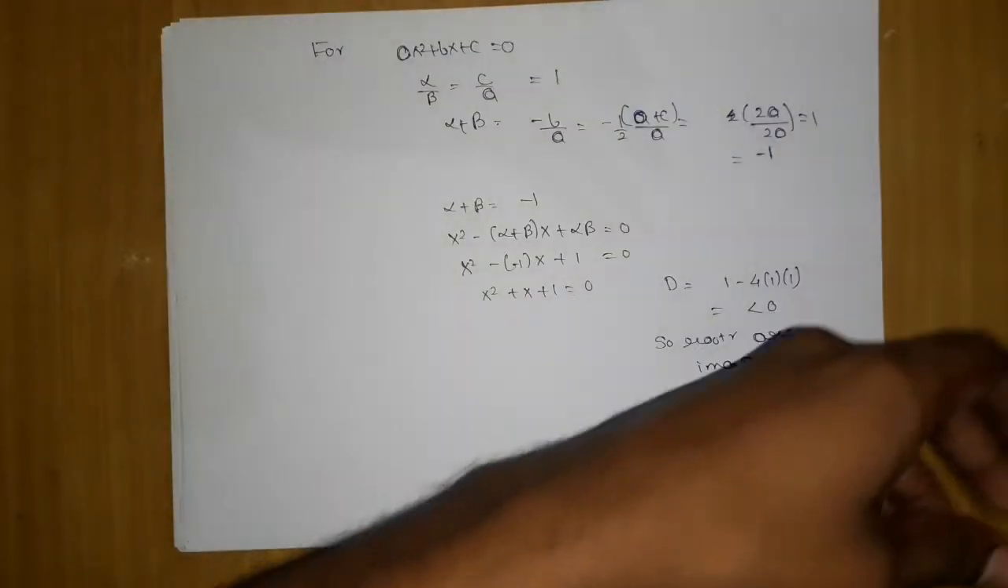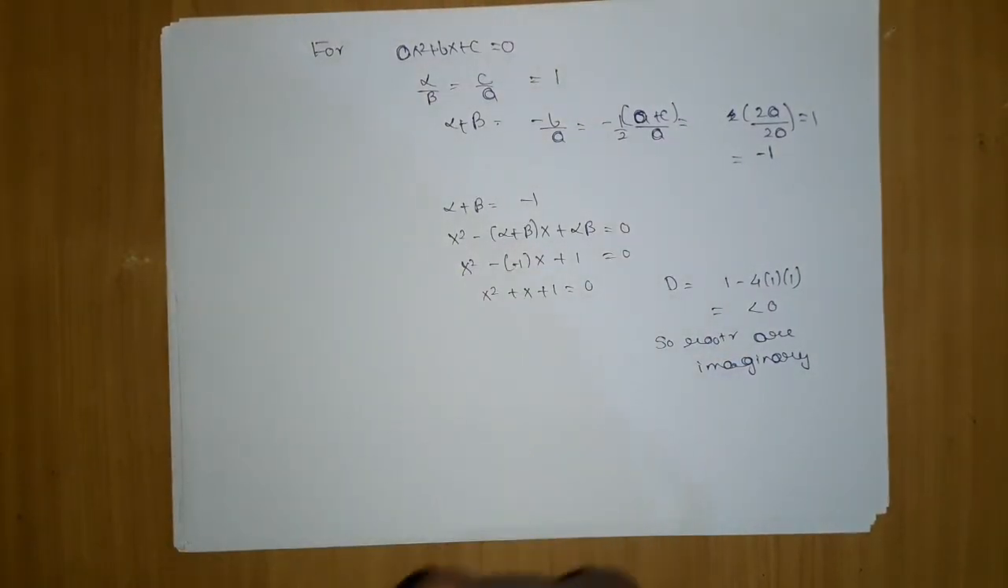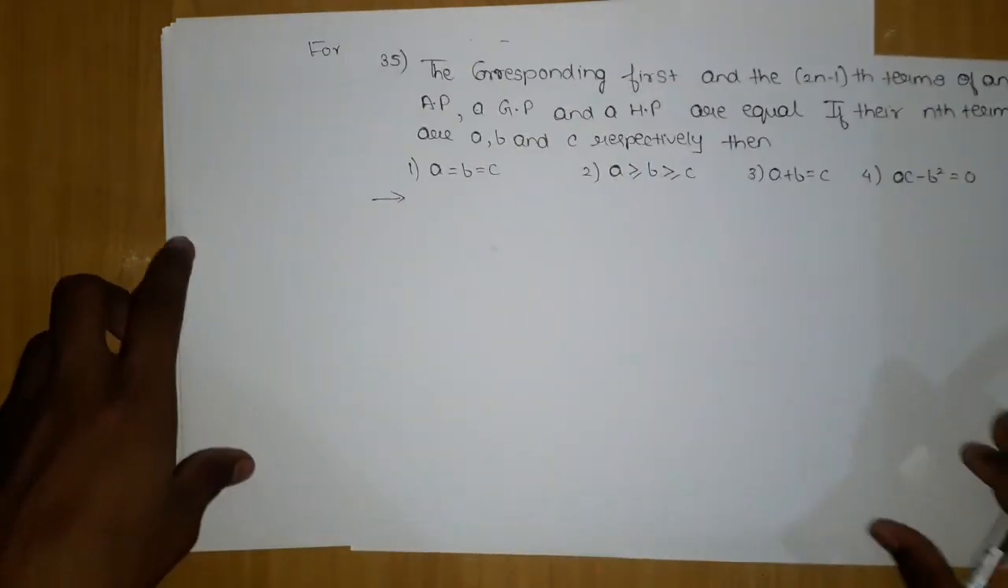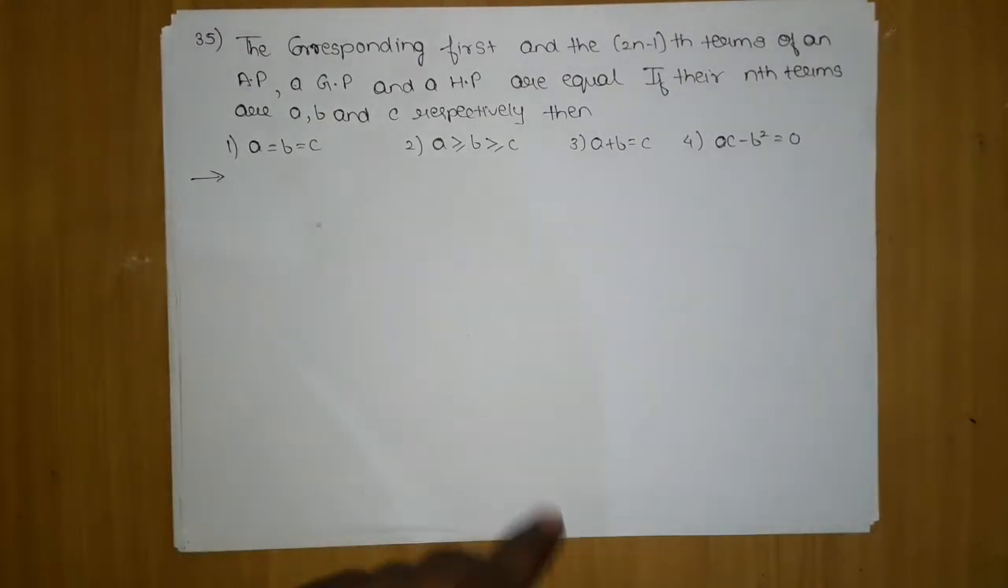Now let's move on to the next question, the 35th question. The corresponding first and 2n minus 1 term of an AP, a GP and an HP are equal. If the nth terms are a, b and c respectively, then which one is true? a is equal to b is equal to c; a greater than or equal to b greater than or equal to c; a plus b is equal to c; ac minus b square is equal to 0.